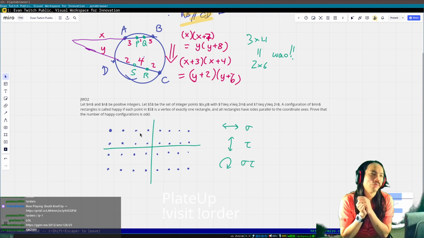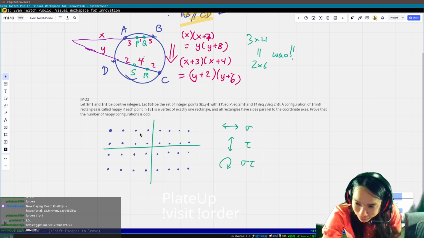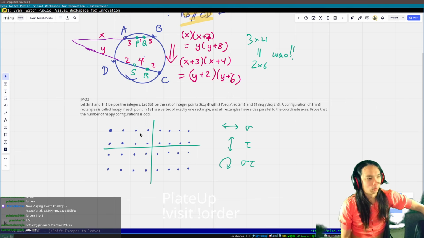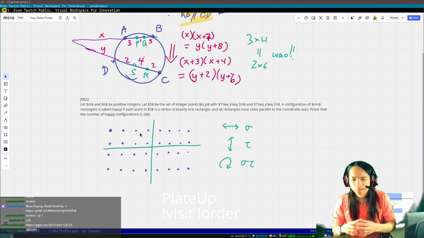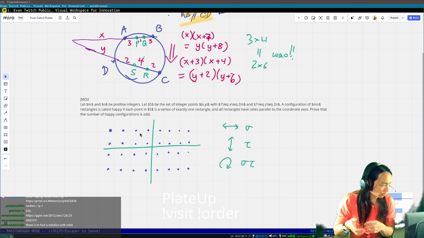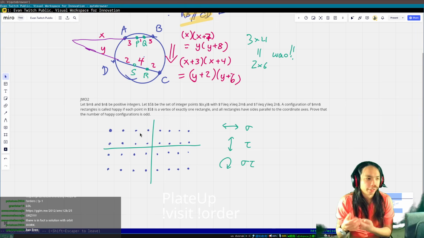I'm trying to not use the words group orbit because that would be a disservice to people who then think that's an excuse for not solving the problem. But yeah, I think the point is that the possible configurations naturally fall into groups of 1, 2, and 4. And because I only care about mod 2, I only care about the ones that are 1.